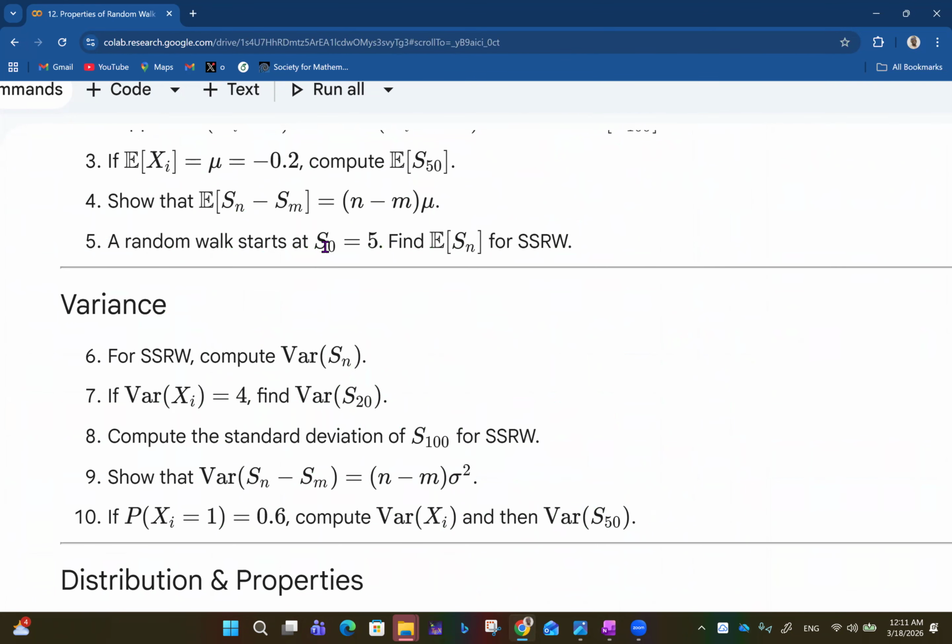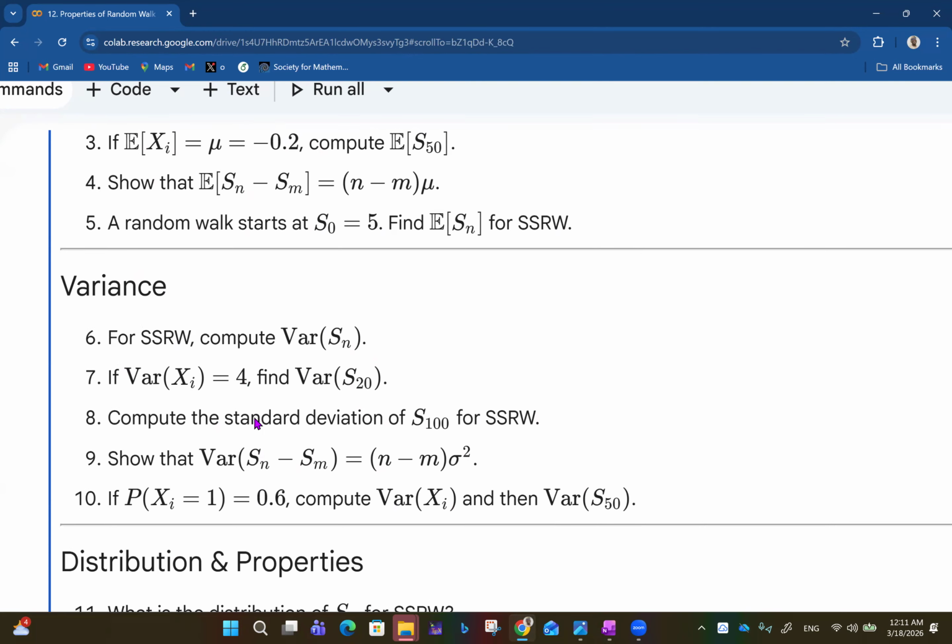So random walk starts at S0 equals 5. Find expected value of Sn for SSRW. Expected value is 0, so don't stress at all. Once it is a simple symmetric random walk, the expected value is always 0, no matter how many steps are taken. So with that now, try your hands on the rest.